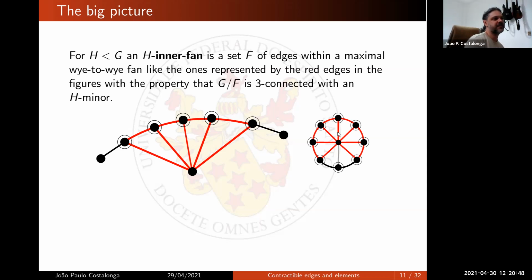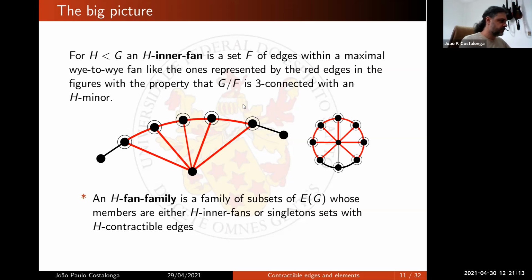And this is an example in the wheel. If you contract everything, you get a three-connected graph that is a graph with two vertices and a lot of edges between, 3 edges actually between them. It's three-connected by our more general definition. So now we are considering inner fans and contractible edges.